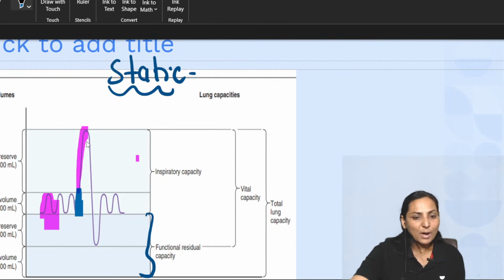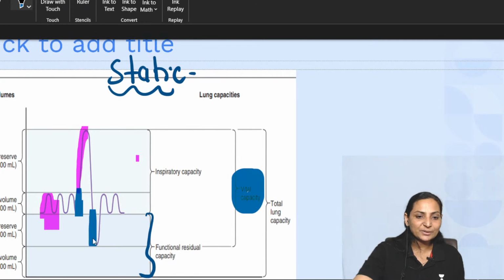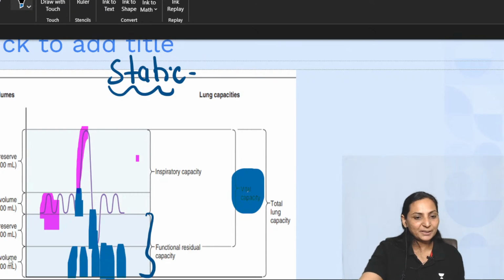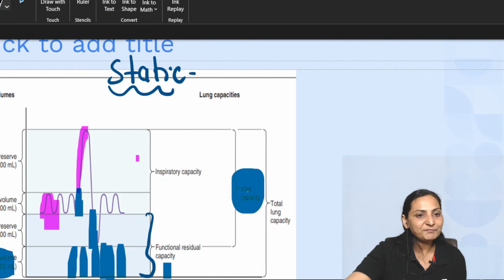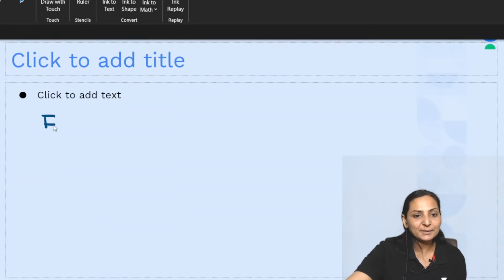Now you are going to ask the person to take a deep inspiration and forceful expiration. Vital capacity is a determinant of the strength of the respiratory muscles. This is your expiratory reserve volume, and the volume that remains behind after the forceful expiration is our residual volume. When you sum up the expiratory reserve volume with your residual volume, you get FRC, that is your functional residual capacity. As far as FRC is concerned, this FRC is very important.